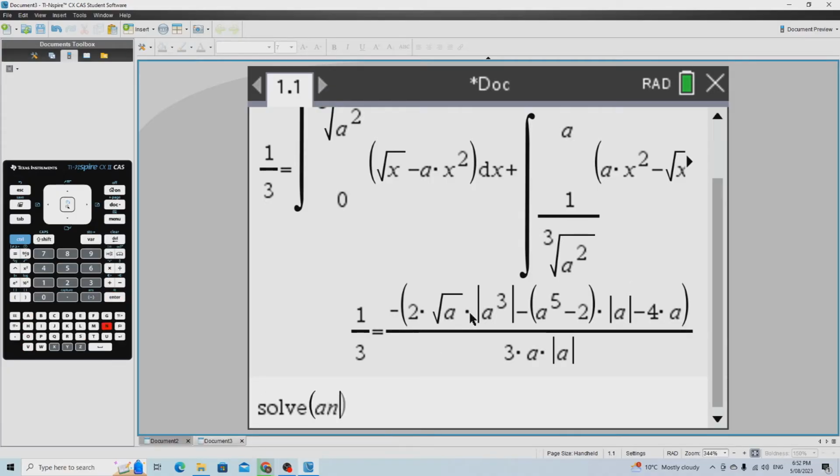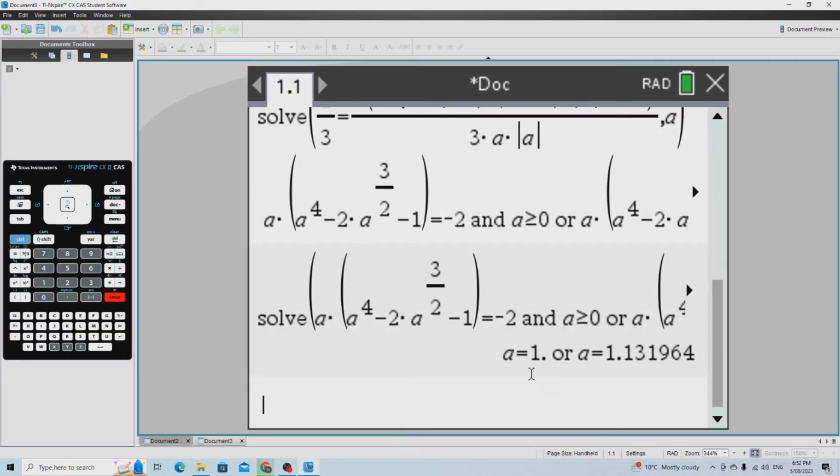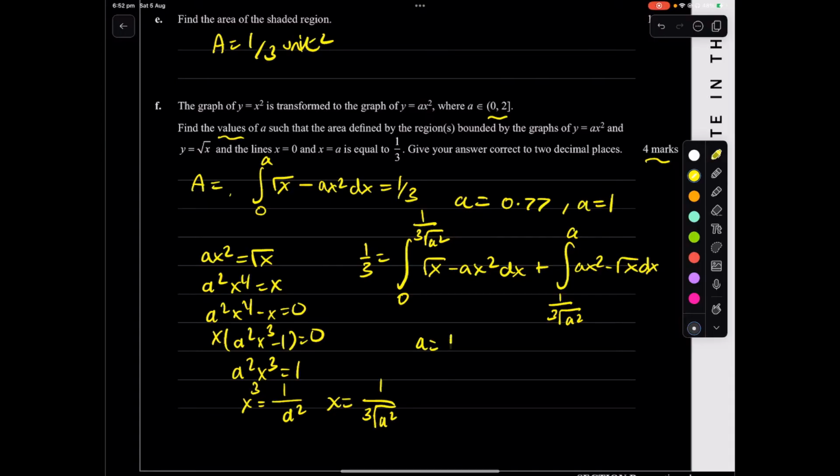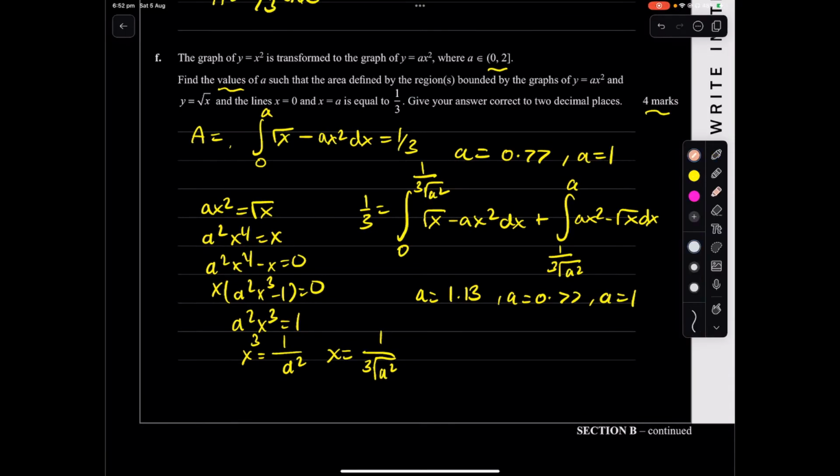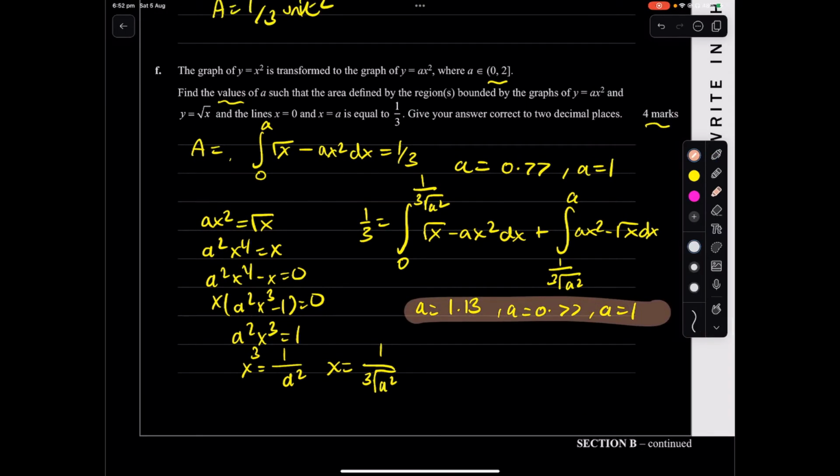So if we solve for a, we get a equals 1, which we already have, and a new value, a equals 1.13. So your values of a are 1.13, a equals 0.7, and a equals 1. Those are your 3 values. If you see a question that's 4 marks and it was that basic, you know something's wrong. They're trying to trick you. That's what they try to do.